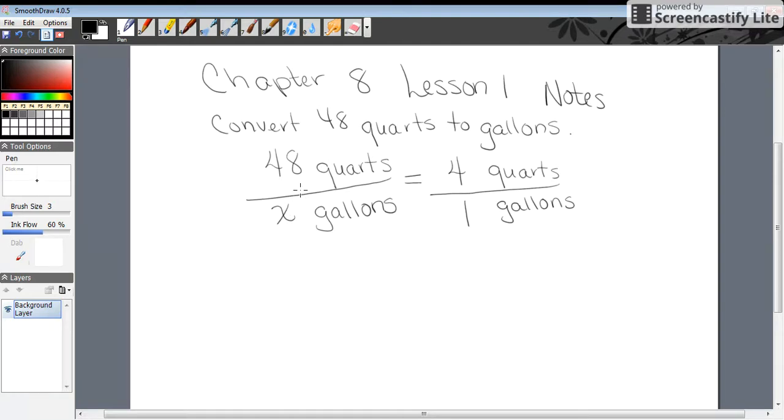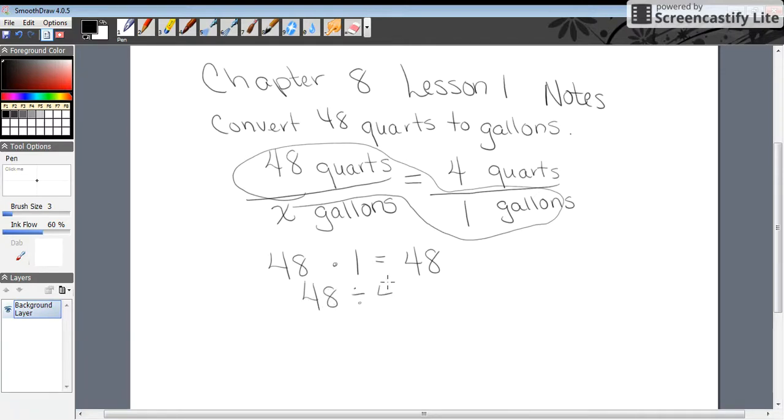All right, so we are going to cross multiply. So we're going to multiply the pieces that we can, which is that 48 and that 1. That is the only cross you can do. You cannot multiply 4 times x. So if we take 48 times 1, we get 48. Once you do that, then you have to go back up here and divide by your odd man out. So we have 48 divided by 4, and that is going to give you 12.